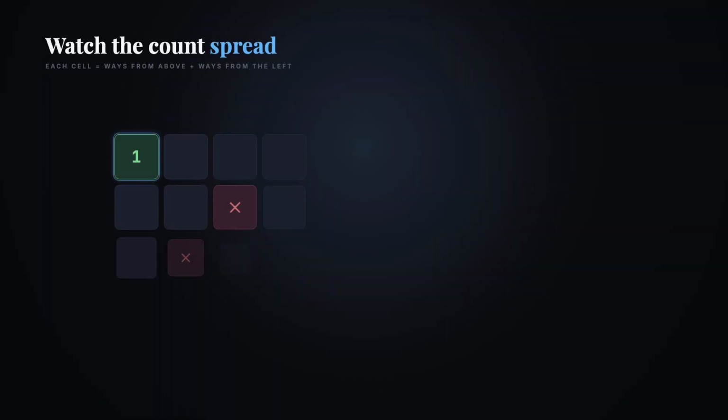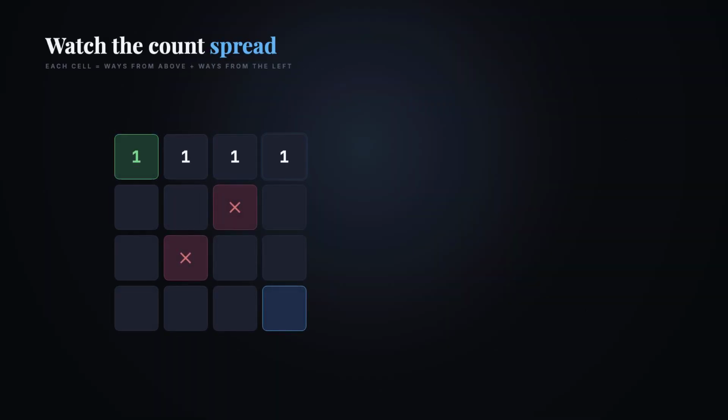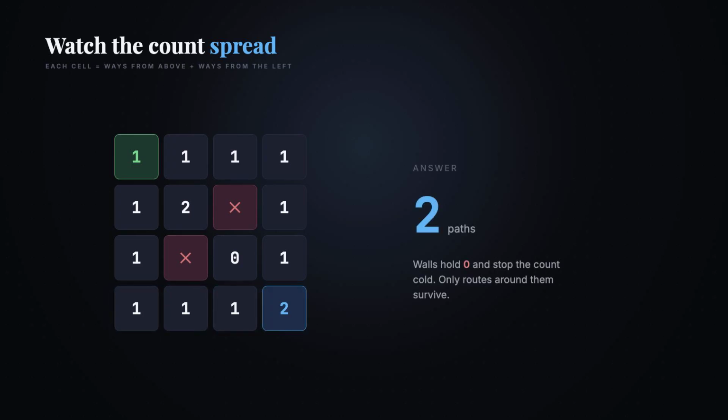Watch the numbers spread. The top row and left column fill with 1s until they hit the wall. The wall stops the count cold, and only paths that route around it survive. The final cell holds our answer.